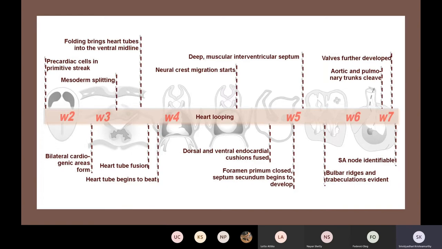And I'm going to show the picture in the next slide anyway. So then in between week 4 and week 5 is the heart looping that happens, which is again very crucial for the development of TGA.